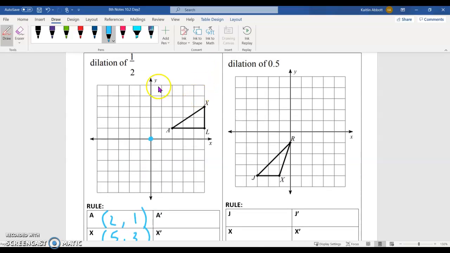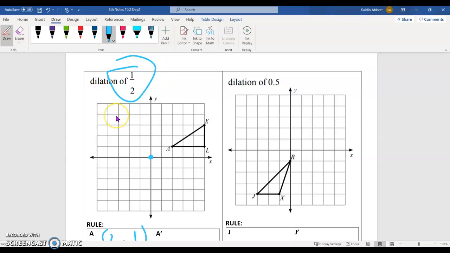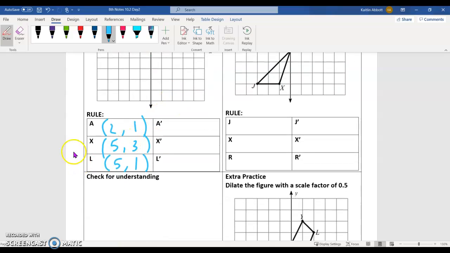Now I need to multiply all these by 1/2. If you want to do this in the calculator, you multiply by 0.5. Or you just divide everything by 2. Remember, if that 1 is on top, you just divide by what's on the bottom. So we're going to divide by 2. 2 divided by 2 gets me 1. 1 divided by 2 gets me 0.5. 5 divided by 2 gets you 2.5. And 3 divided by 2 gets you 1.5.